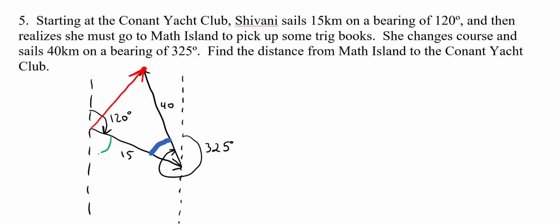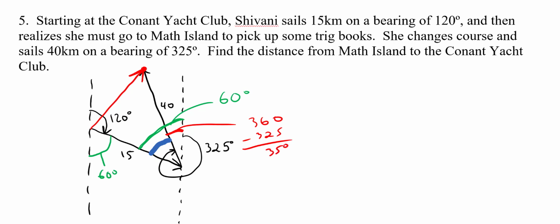So this angle right here is 120 from 180, so this is 60 degrees. If that's 60, this angle right here is also 60. Right? Alternate interior, because of the two dotted lines that are parallel. So that's 60 and that's 60. And if that's 325, that, math fans, is 360 minus 325, which is 35 degrees.